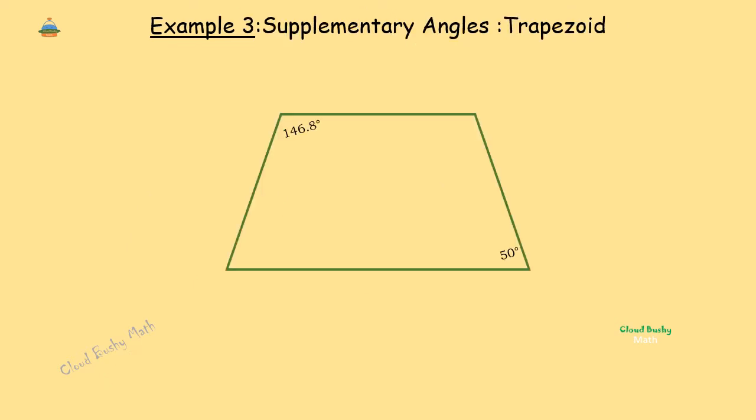Let's have a look at a trapezoid ABCD. We want to find the size of angles A and C. We are given that D is of measure 146.8 degrees. Angle B is equal to 50 degrees. Now, a trapezoid has a pair of parallel lines. In our diagram, AB is parallel to DC.